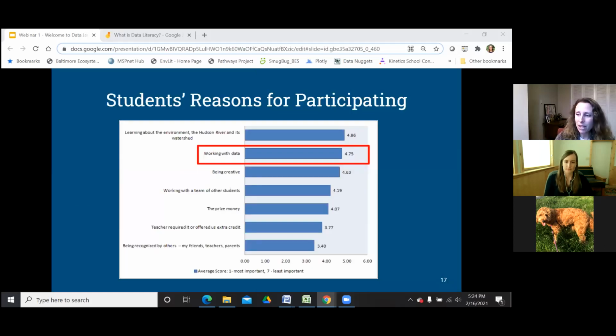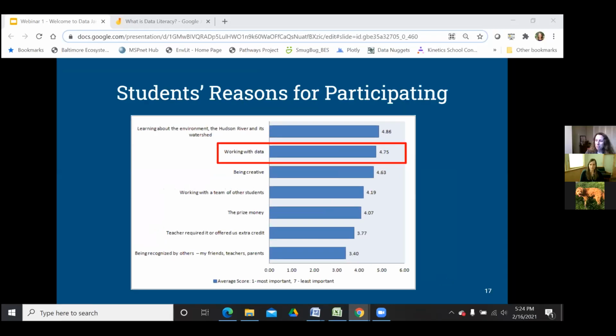So I thought you all might like to see how students that have participated in past Data Jams have felt about working with data. So this slide has data from a post survey that students who participated in the Data Jam completed from 2014, 2015, 2016, 2017, and 2020. We had a 2-year gap where we actually didn't ask this question.